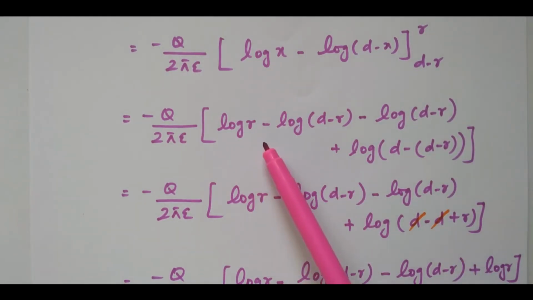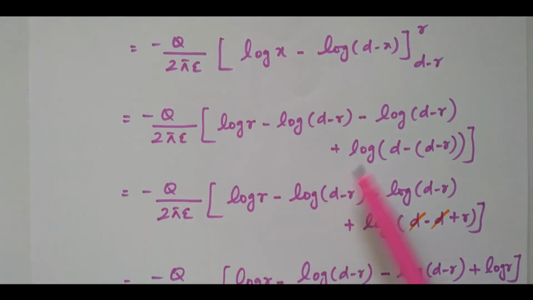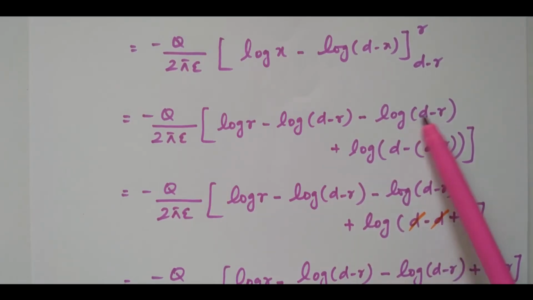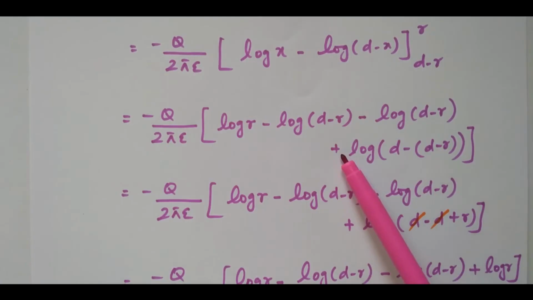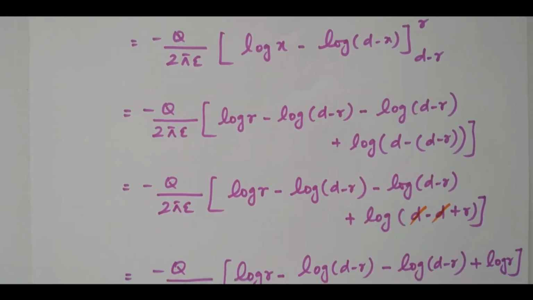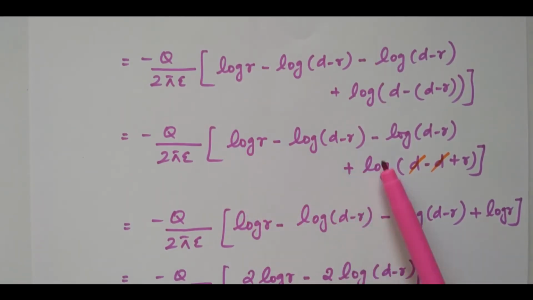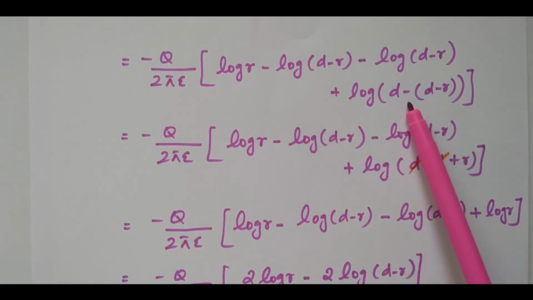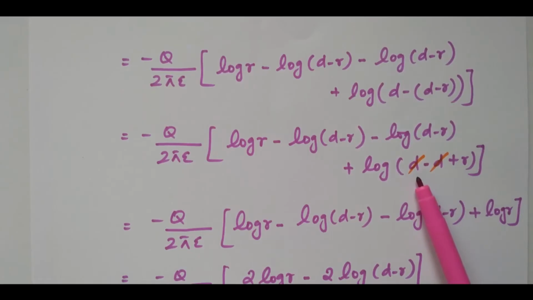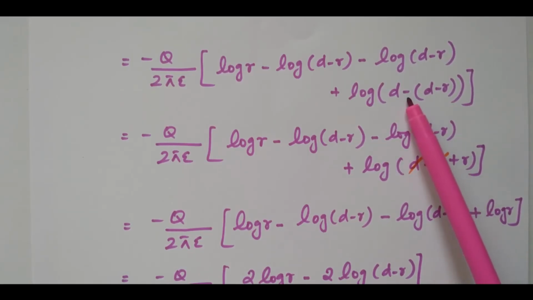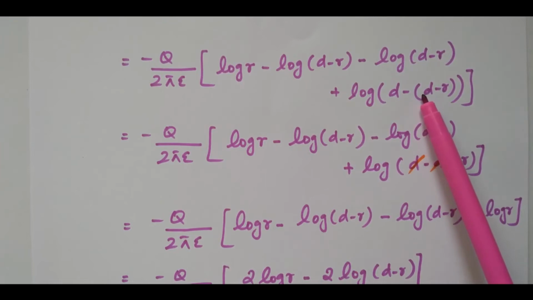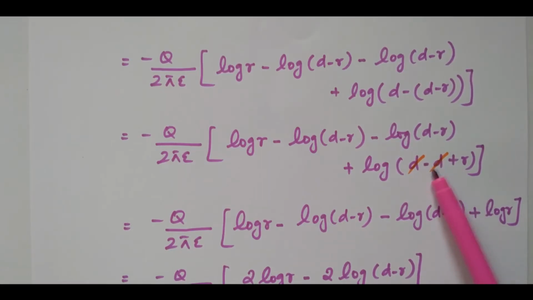So log r minus log d minus r for the upper limit, plus log d minus r plus log d of d minus r for this lower limit, right? This negative is there so that it becomes positive. Now we can go for further simplification. So log r minus log d minus r, minus log d minus r plus log, you can multiply inside d minus d plus r. While multiplying this negative inside, what will happen? It becomes minus d. The already one minus is there, so it becomes plus r. So this d got cancelled, right?